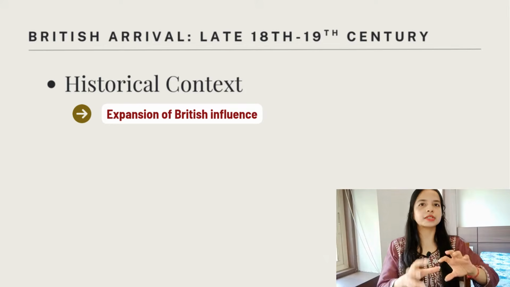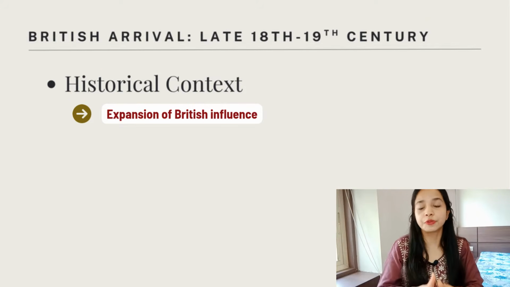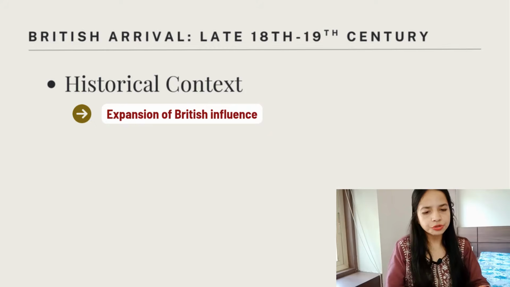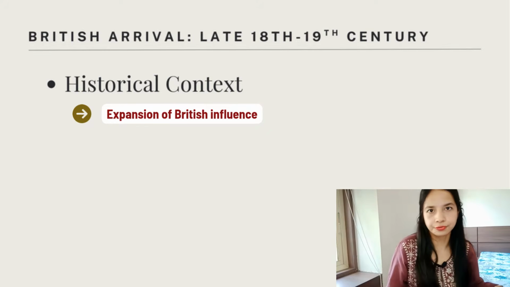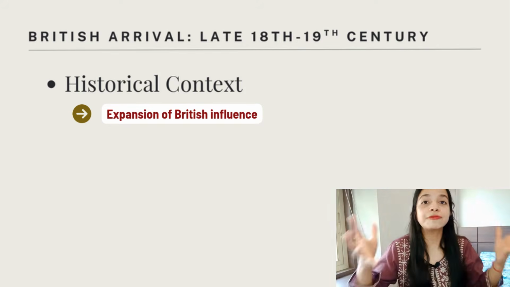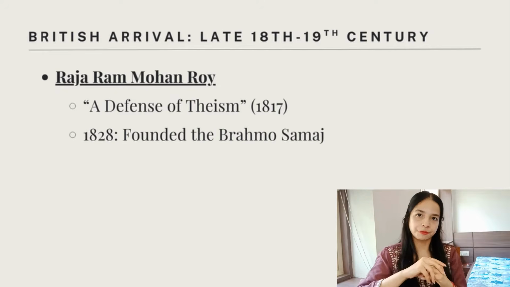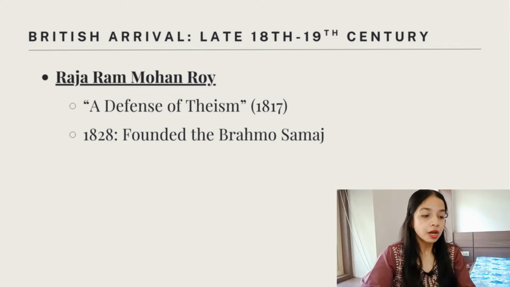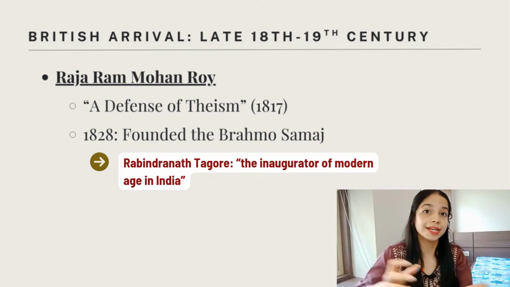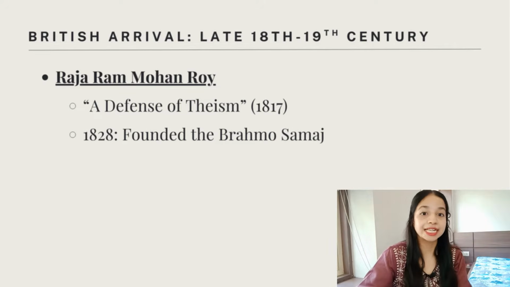Now, out of this cultural exchange and the initial influence of Britishers in India led to some of the most diverse kind of literature being produced during this point of time that was pioneered by key figures, right? So who are these key figures? The first major figure is Raja Ram Mohan Roy, whom Rabindranath Tagore called the inaugurator of the modern age in India. Raja Ram Mohan Roy was a reformer, a thinker, and one of the earliest prose writers in English.